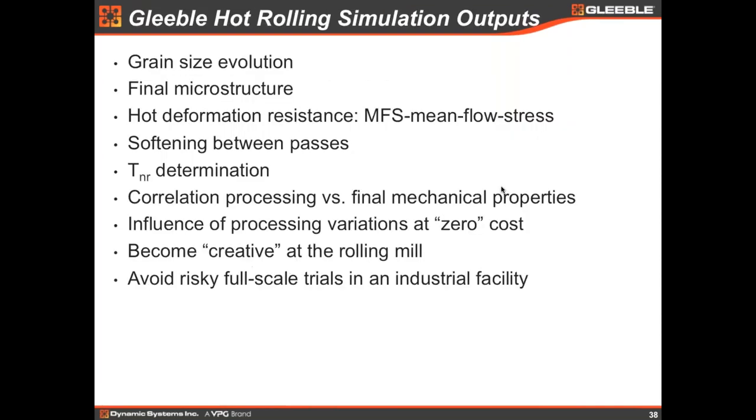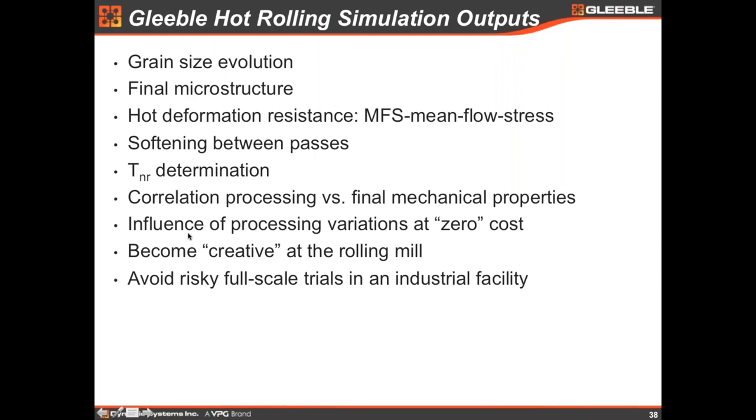So I just want to summarize. What kind of outputs can we have from a Gleeble hot rolling simulation? First, we can have the grain size evolution, the final microstructure of the steel. We can have a very good prediction of the hot deformation resistance and the roll forces by checking the mean flow stresses. You can calculate the softening between passes, with the double hit tests that I showed in the last webinar. You can determine the TNR. You can correlate the processing parameters with the final mechanical properties.